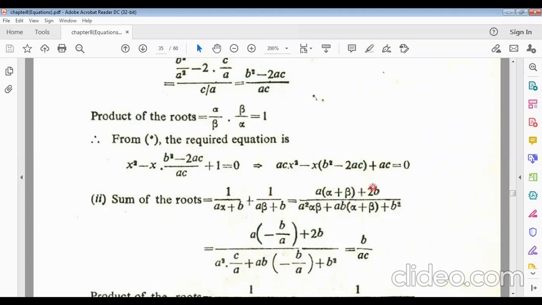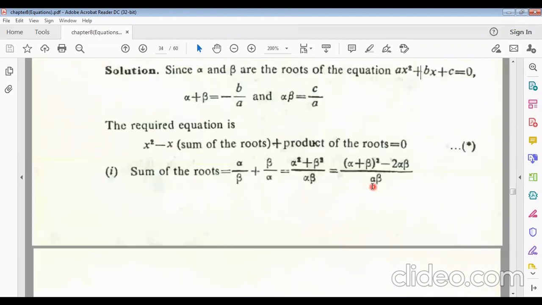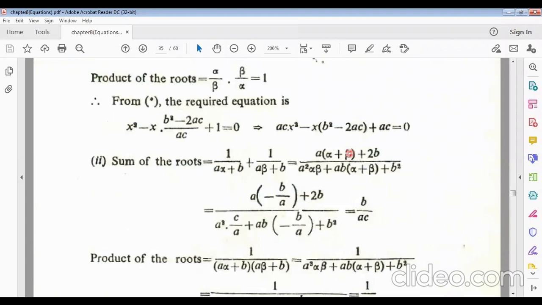Now putting alpha plus beta equals to what? Minus b by a. Okay, alpha plus beta equals to minus b by a, and alpha into beta equals to what? c by a. Just putting these values here. a into (alpha plus beta) equals to what? Minus b by a, and twice b, a square alpha into beta what? c by a, b alpha plus beta equals to what? Minus b by a plus b square.